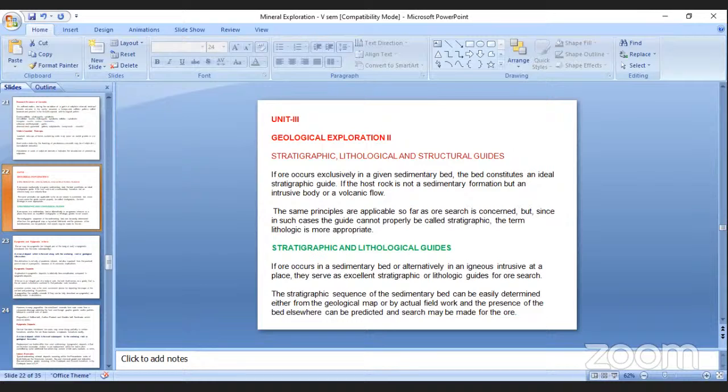The above mentioned principles are all applicable to searching for ore minerals. The same principles we can apply in stratigraphic and lithological processes. There are three types of geological exploration. One is stratigraphical related. Second is lithological. And third, the structural guides are important features when we are doing geological exploration.